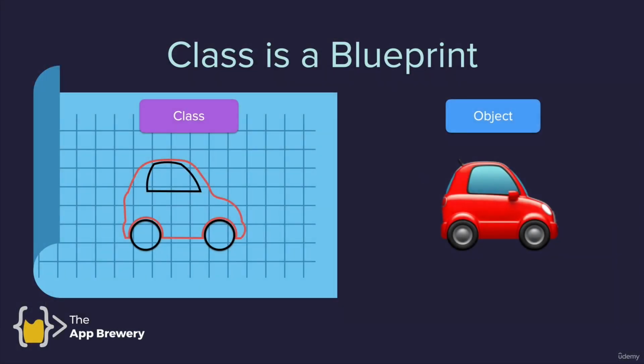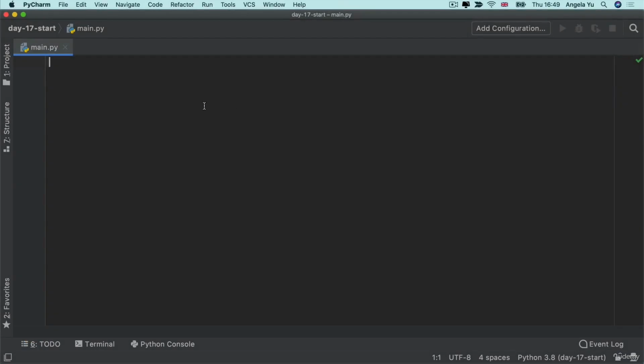So how do we create a class? The syntax looks very simple. You have the class keyword followed by the name of your class, and then a colon, and then all of the code that's in your class will follow this and it will be indented. Let's create our very first class in Python.